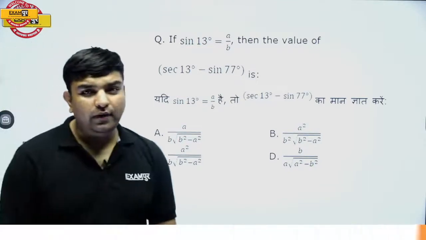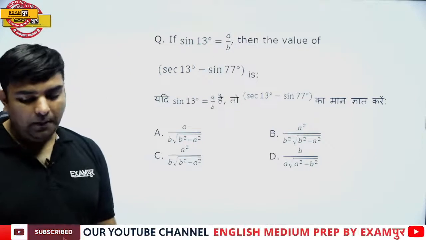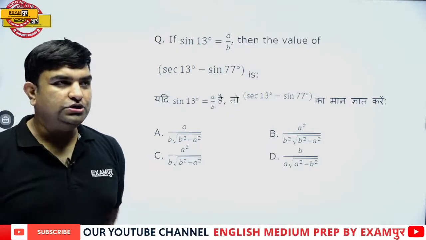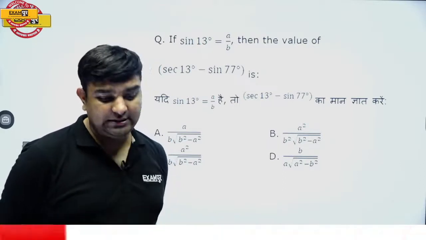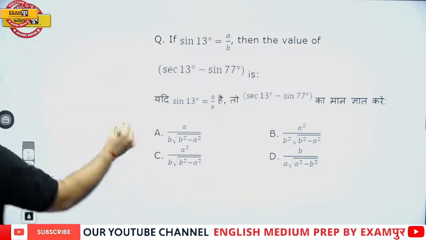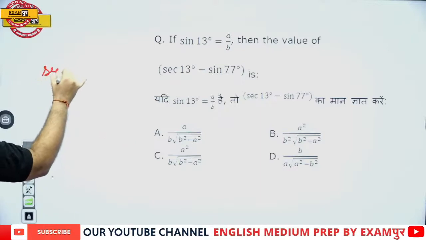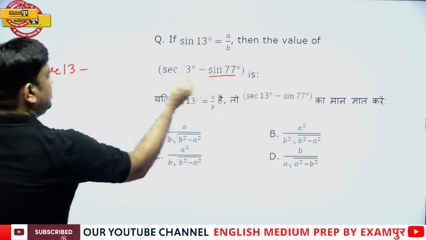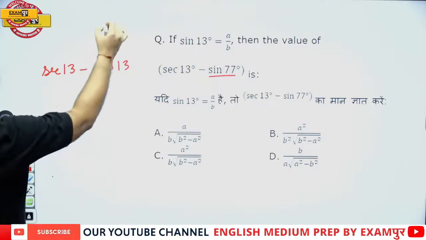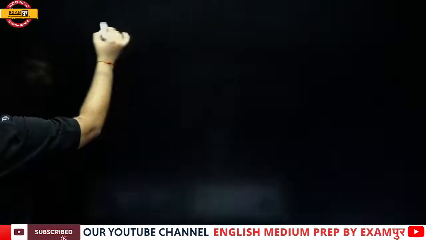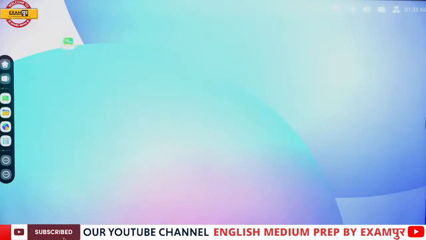A kind of question we have done previously. So obviously I will do it very fast. It's sec 13, and this can be written as cos 13. Now, if sine is a upon b, what happens?